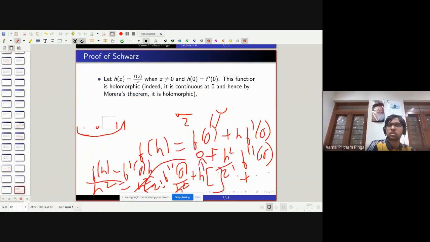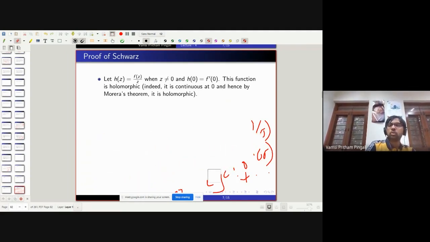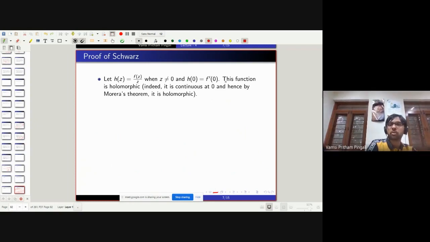Let me just erase this. So I want to prove this statement. I want to prove that h of z is holomorphic. I'm sorry, the letter h has been used too many times. That was my mistake. I want to prove this function is holomorphic.